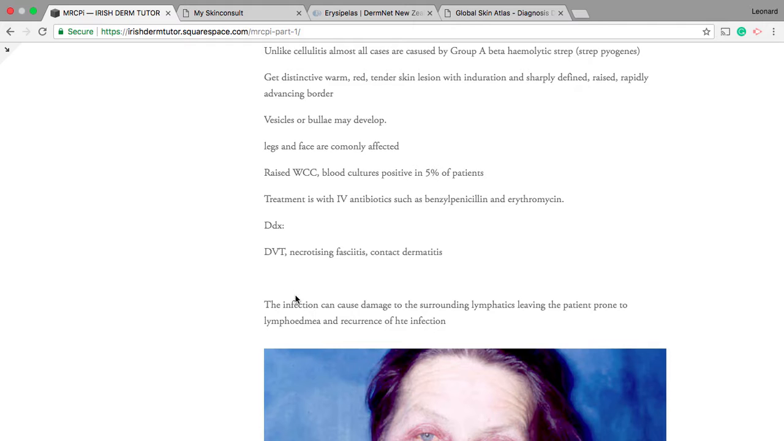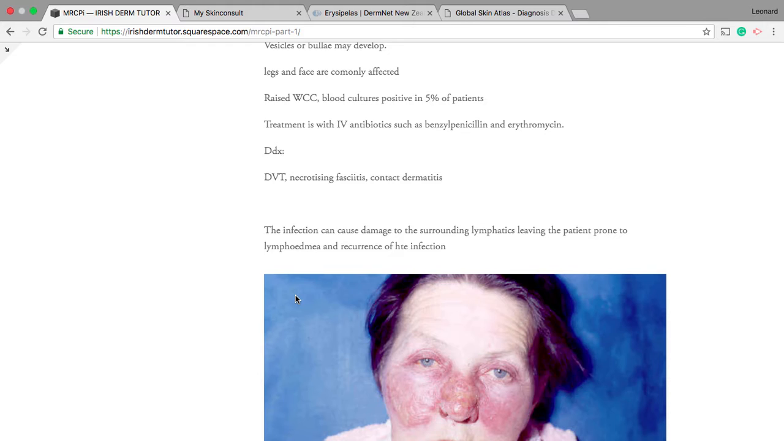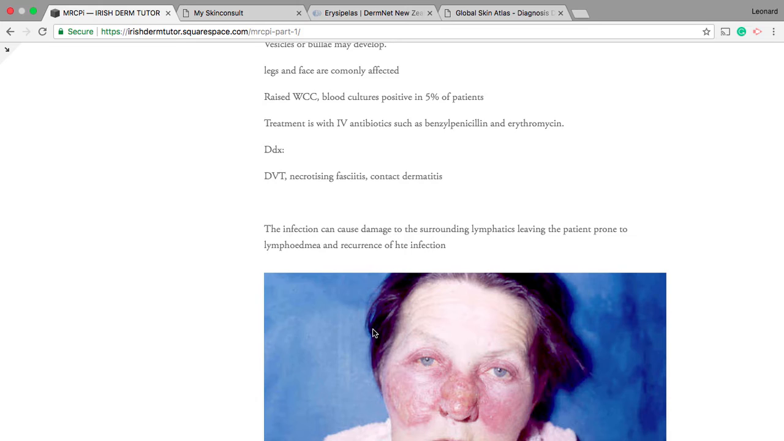The legs tend to be the commonest area affected, but it also frequently affects the face. The patient will often have a raised white cell count, and blood cultures will be positive in about 5% of patients. Usually, you need to treat with IV antibiotics if they're unwell, so you could consider benzylpenicillin and erythromycin or whatever the local guidelines are.